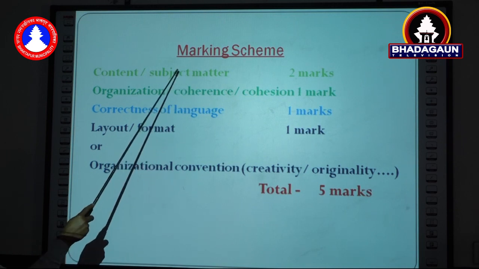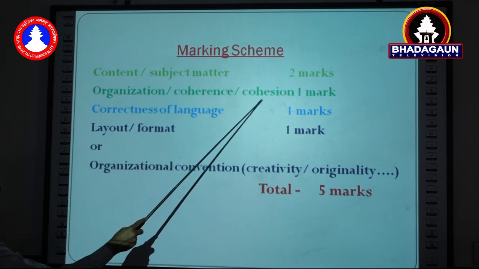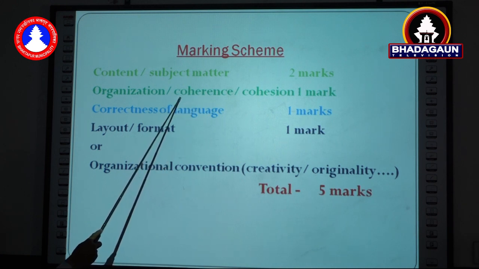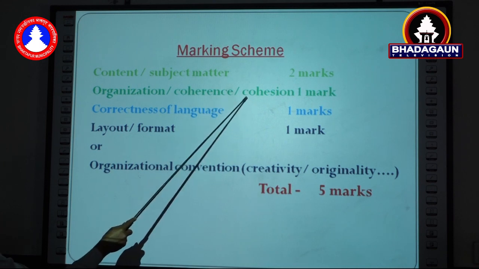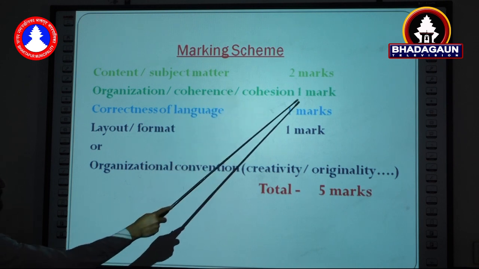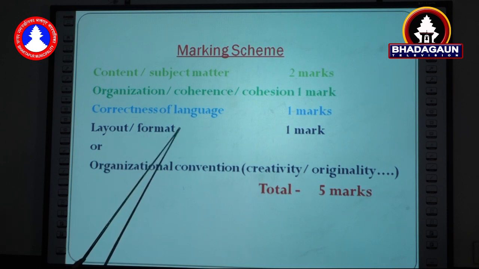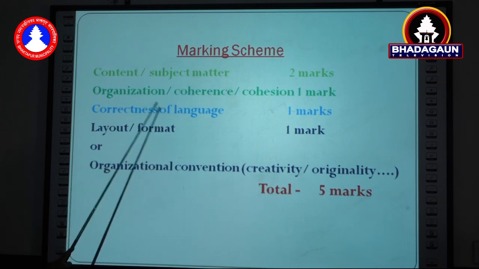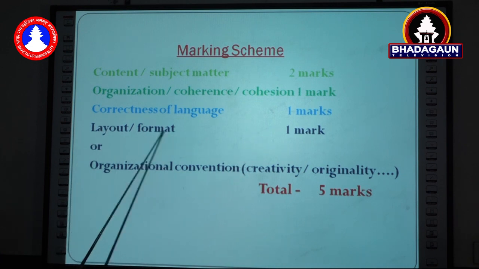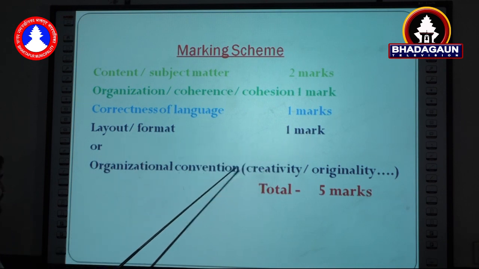This is the marking scheme. So content, subject, is provided 2 marks. Organization, coherence, cohesion: whether you link the ideas, whether you link the answers of those 5 questions or more than that. If they are organized and the ideas are coherent, then you will get 1 mark. Correctness of language, again 1 mark. Layout and format: if you miss the headline, byline, dateline, lead, right? If you miss those elements, components, you cannot get this mark. So format and layout also play a very vital role. 1 mark is awarded there.